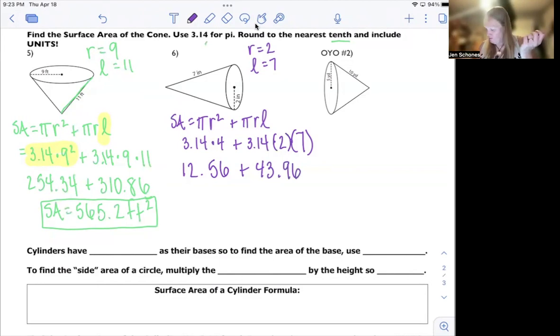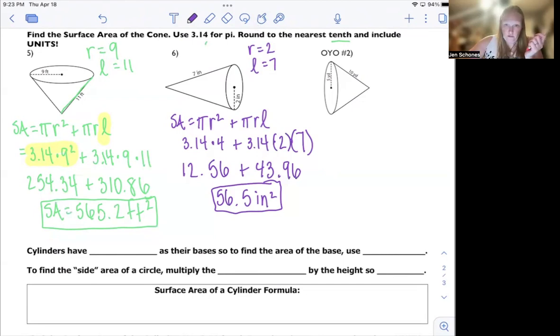Okay, let's add them together. Plus 12.56. I get 56.5. This is weird, I didn't even notice this earlier. The thing that I think is weird about it is the last answer was 565 and this one's 56.5. Okay, you guessed it. Take a second. Try the next one on your own. I will see you soon.